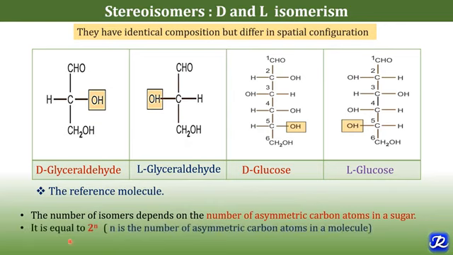And the number of isomers is calculated like this. It is equal to 2 raised to the power n, and n is the number of asymmetric carbon atoms in a molecule. For example, glyceraldehyde has only one asymmetric carbon atom. So 2 raised to the power 1 means 2. So glyceraldehyde has only 2 stereoisomers.